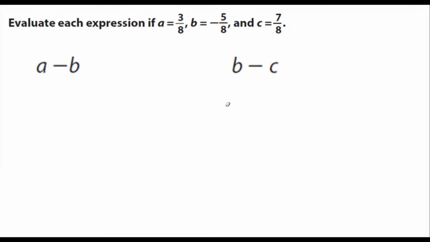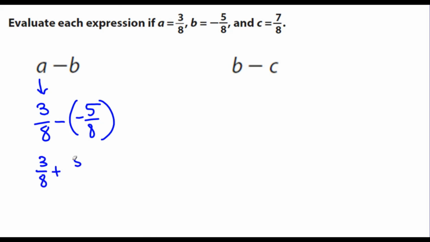And then again, evaluating expressions that contain fractions. So I have a minus b, and a is equivalent to 3/8 and b is -5/8. So I need to put in a negative 5/8 here. And subtracting a negative, this is like addition. So this is basically 3/8 plus 5/8, which is 8/8, which is 1 whole.